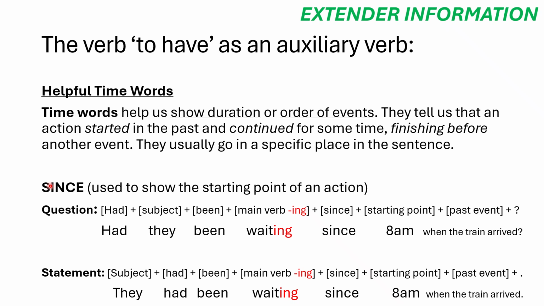Since is used to show the starting point of an action. It answers the question of an action starting and continuing up to another past event. Since when? In a question, had plus subject plus been plus main verb plus since plus starting point plus past event. Had they been waiting since 8 a.m. when the train arrived?